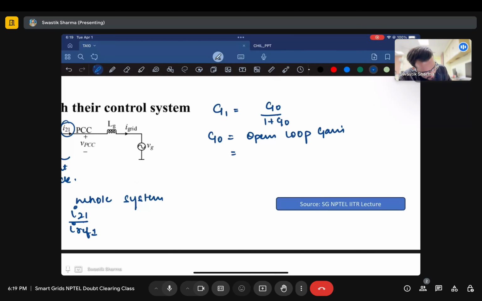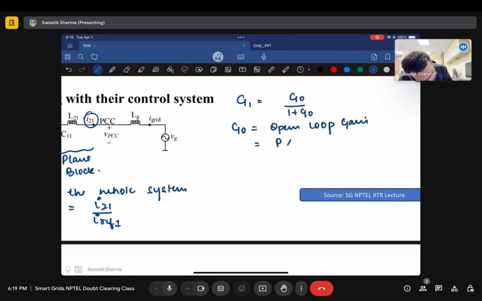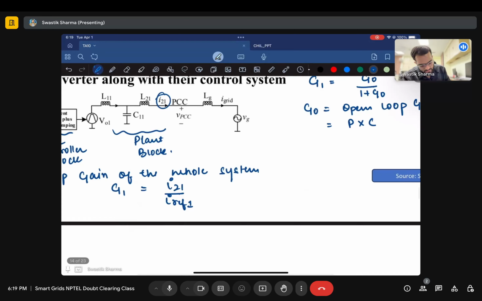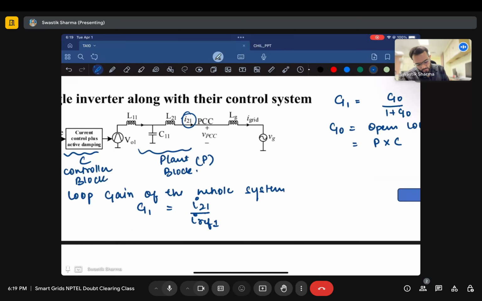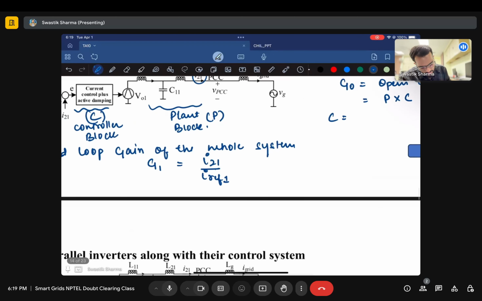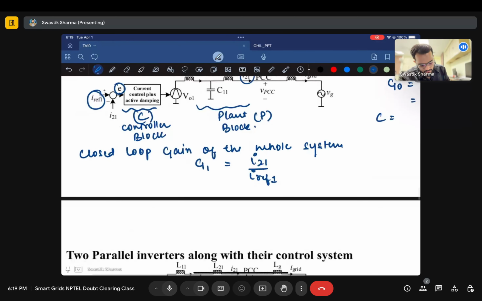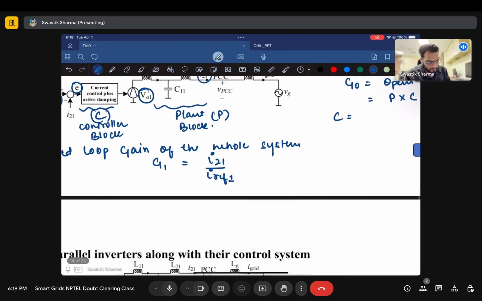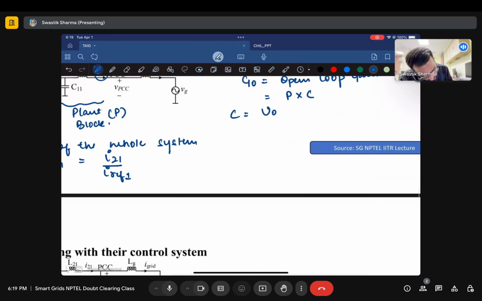And this open loop gain is given by P times C, whatever this plant block is and whatever the C block is. So let's talk about the C block. The C block is what we are giving as input is the error term, and what we are getting as output is V naught 1. So what we have is V naught 1 upon E.